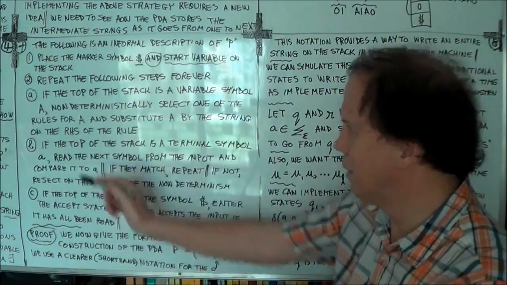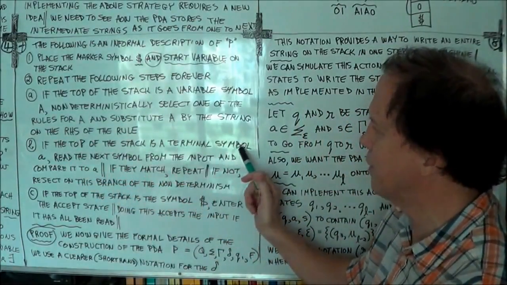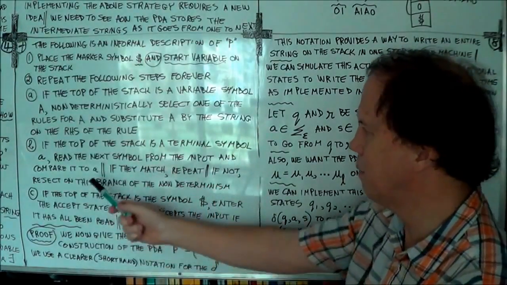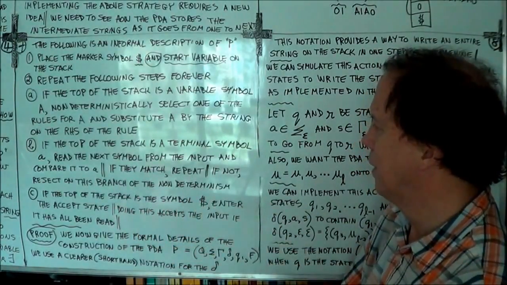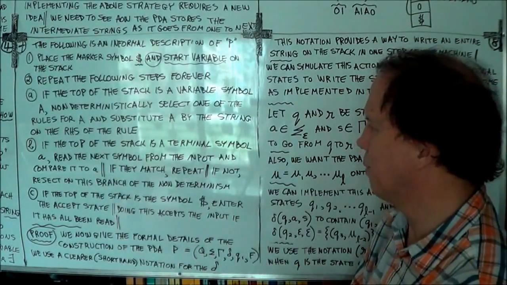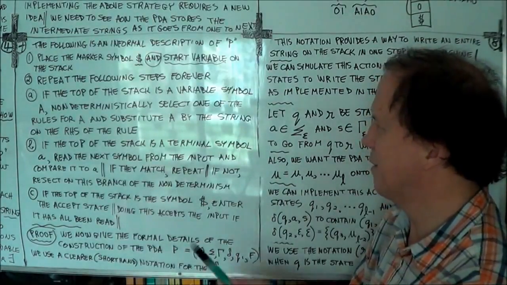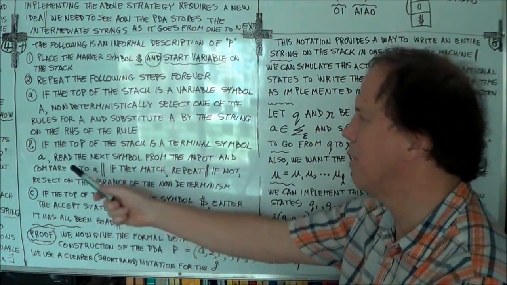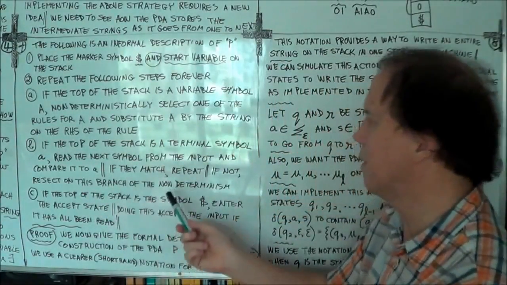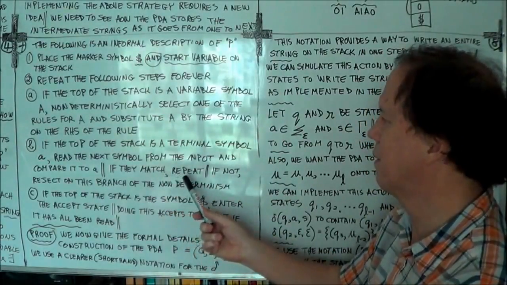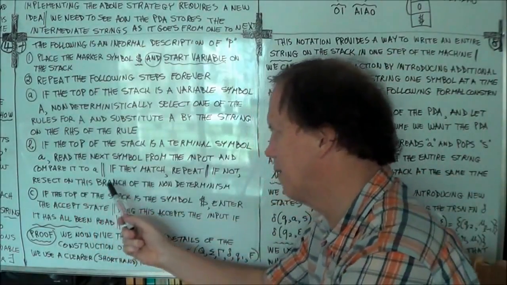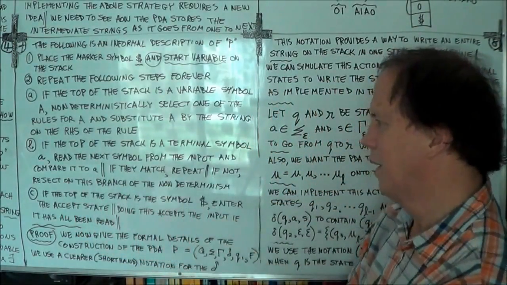Okay. Yeah, well, that's what I was saying here. So if the top of the stack's a terminal symbol, read the next symbol from the input and compare it. If they match, repeat. What does repeat mean? I suppose that means pop. Yeah, so you're reading the next symbol. If they match, pop it. So there's one less. If they don't match, reject. So that branch dies. Okay, so reject on this branch.